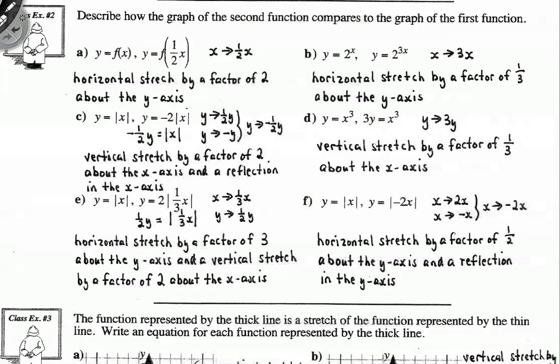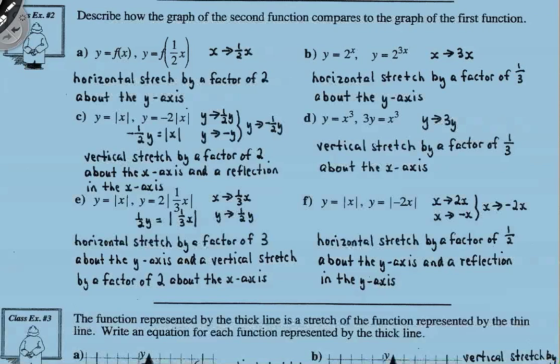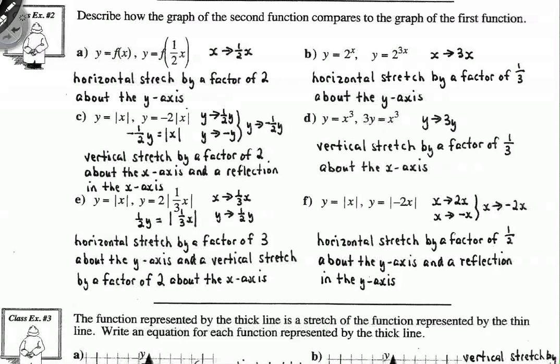F, absolute value of x. Y equals absolute value of x goes to y equals absolute value of -2x. X has been replaced by -2x. So the 2x, first of all, means that we've got a horizontal compression by a factor of 1/2. The negative means that x has gone to -x. So that's a reflection in the y-axis.